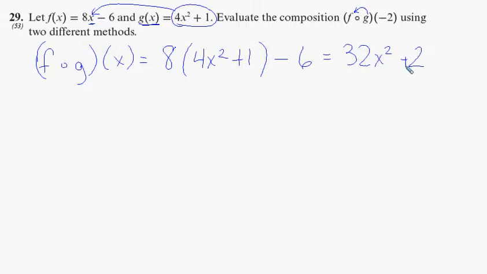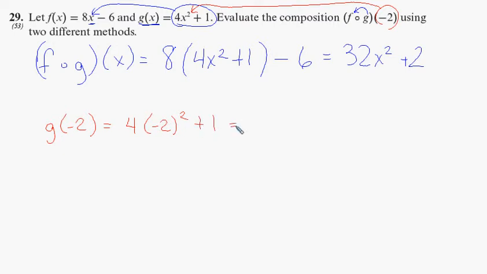The other method is evaluating as we go, okay? So if we're going to plug the g function into the f function, let's take negative 2 and plug it into the g function. So that means g of negative 2 equals 4 times negative 2 squared plus 1. What does that equal? Well, negative 2 squared is 4. 4 times 4 is 16 plus 1 is equal to 17. So we can say that g of negative 2 is equal to 17.